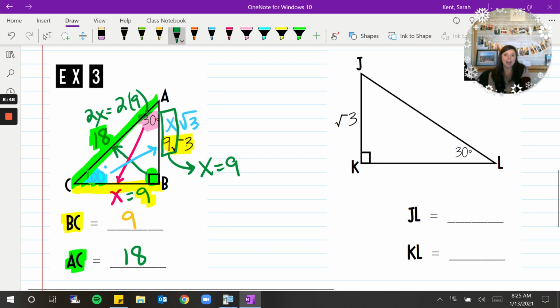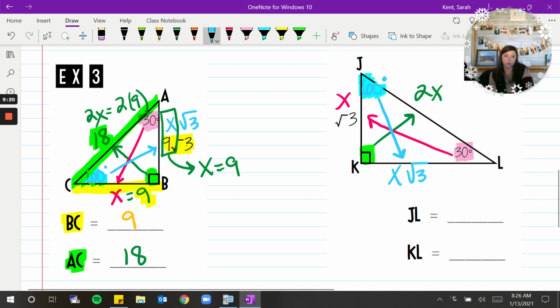All right, and our last example. So I'm always going to start with what angles. So here is 90. Across from 90, I'll have 2x. Again, this time they gave us 30. So across from 30 will be x. So that means my last angle has to be 60 degrees. So across from 60 degrees, I'll have x square root of 3.